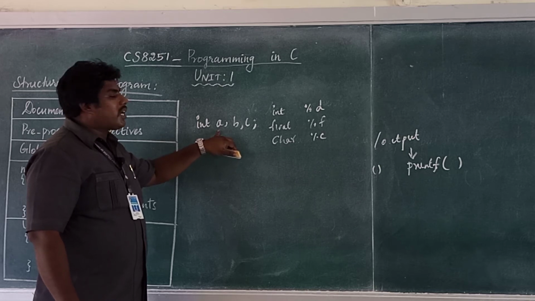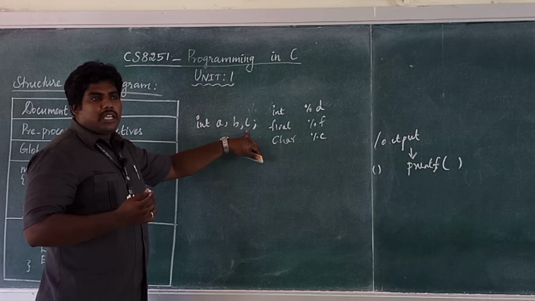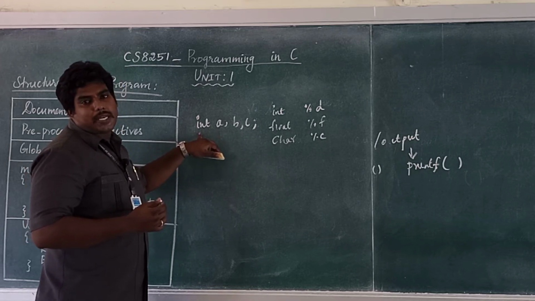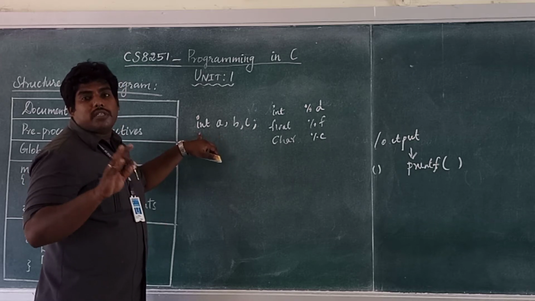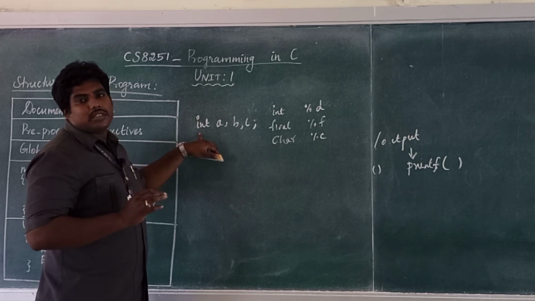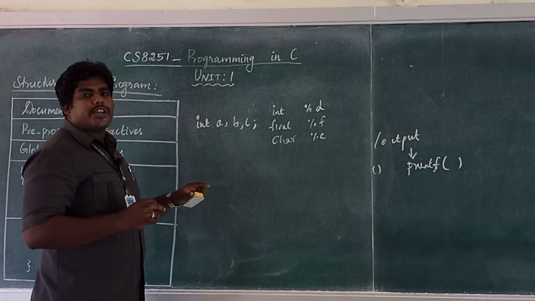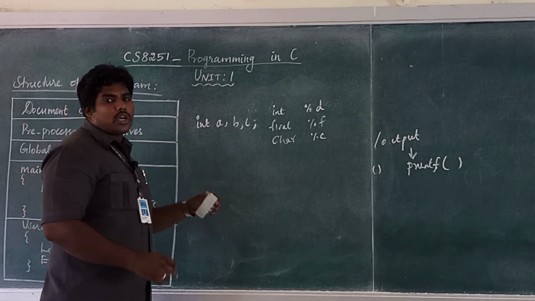That means you are declaring 3 variables a, b, c which belong to the type integer. So what are the variables I am using in the program? First, I want to declare them in the program. This declaration is divided into global and local variables.